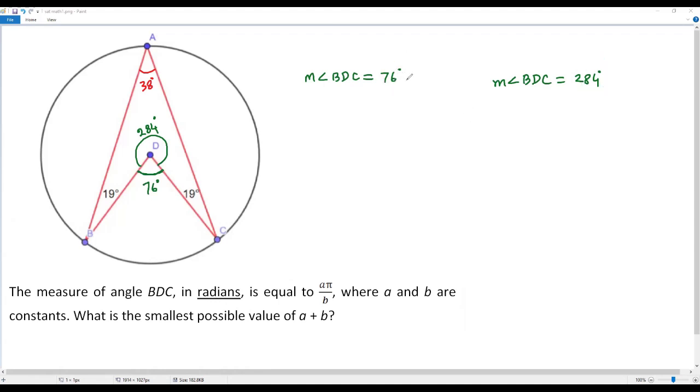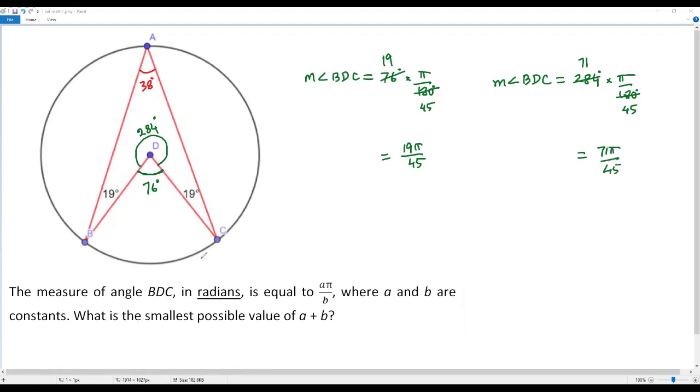Now to convert them to radians, we have to multiply each of these angle measures by pi over 180 degrees. Let me do the same thing over here. The greatest common divisor for 76 and 180 is 4. That is, 4 goes into 76 19 times, and 4 goes into 180 45 times. Now let me do the same thing over here. The greatest common divisor for 284 and 180 is 4. 4 goes into 180 45 times, and 4 goes into 284 71 times. Here we get 19 pi over 45, and here we get 71 pi over 45.